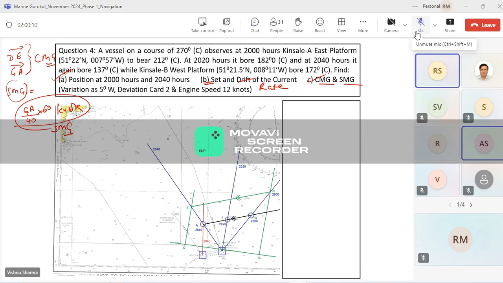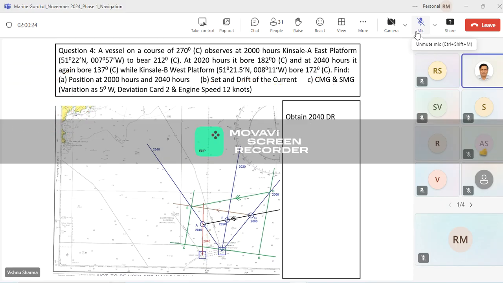So we will draw the course to steer at G point. Yes, very good. So we apply the CTS and engine distance for 40 minutes from the 2000 hour fix and get the DR at 2040. Correct. Very good, Rahul. Shabash. This is the CTS through the 2000 hour fix, and we cut off engine distance for 40 minutes: 12 knots, divide by 60 into 40. And point H is the DR at 2040. Am I right, guys? Yes, sir. Point H is the DR at 2040.